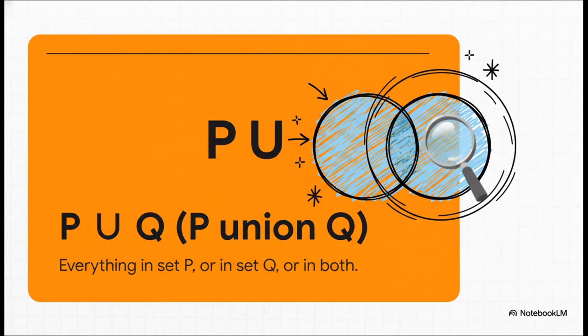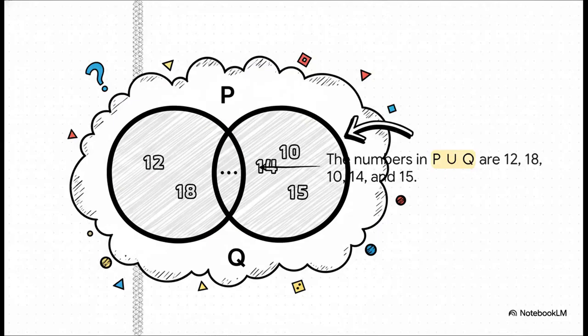Right, that U-shaped symbol, that stands for union, and the best way to remember it is to think of it as uniting the two sets. It means we need to consider every number that's in circle P, or in circle Q, or even in the bit where they overlap. It's the whole lot combined. So let's hop back to our diagram. If we want to find P union Q, we just need to scoop up every number that's sitting inside either of those two circles. So we've got 12 and 18 from P, and we've got 10, 14, and 15 from Q. Those 5 numbers are our set.